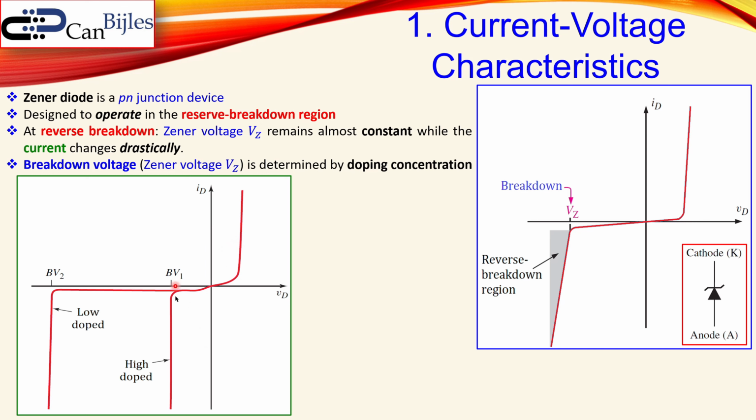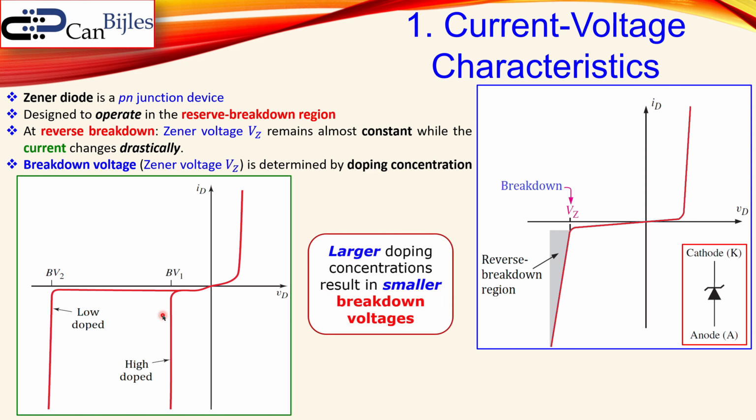What you also see is that the slope here, this line, is steeper than for the low doped device. So larger doping concentrations result in smaller breakdown voltages. So you can design that. If you have, let's say, 6 volts here and you want to increase that, you can lower your doping concentration, you can go up to maybe 10, 11, etc. Okay, that's the first part about the current voltage characteristics.